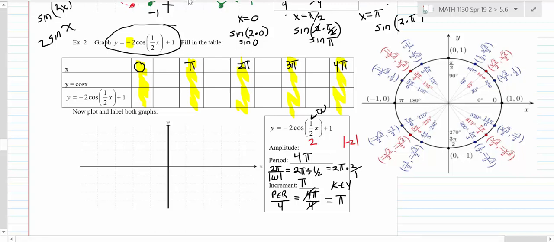Well, let's go down to our graph. Before we start crunching stuff out, let's get everything set up. So we're going to go pi, 2 pi, 3 pi, 4 pi, like that. And then you can do the negative ones like this.